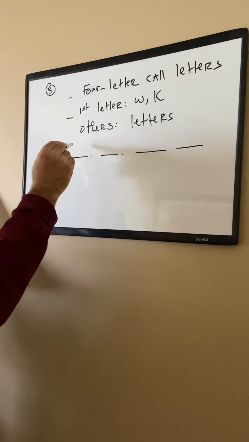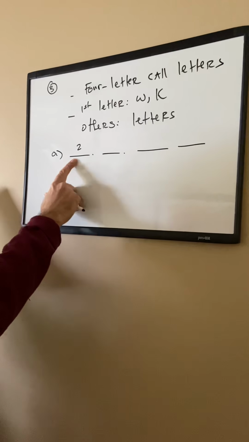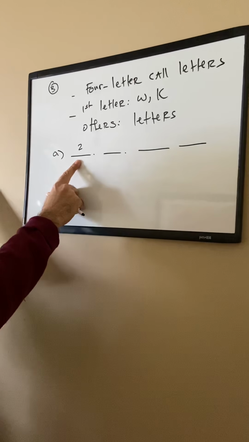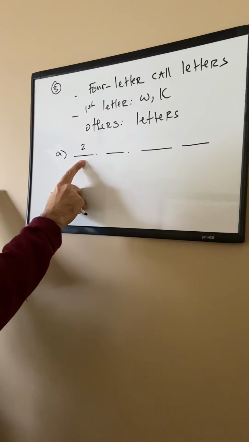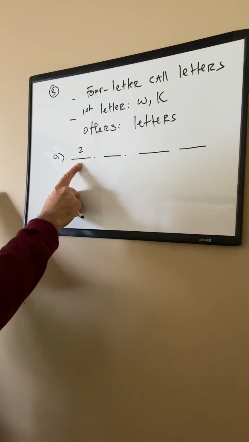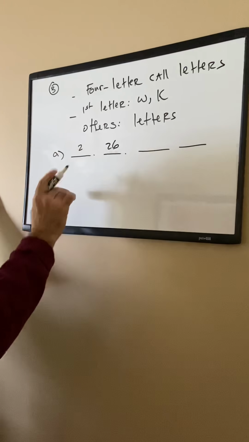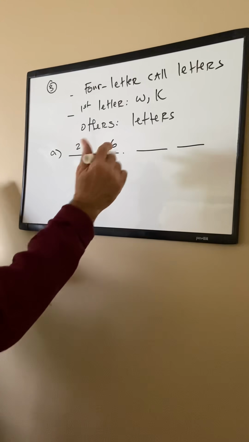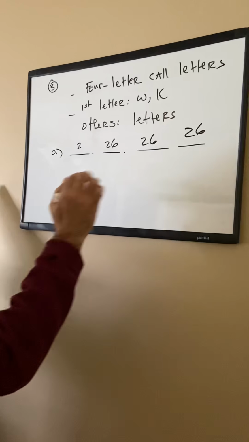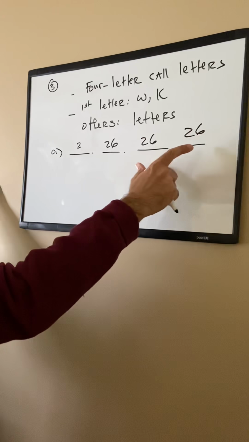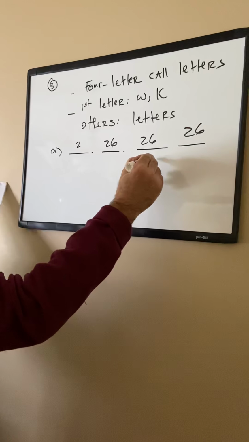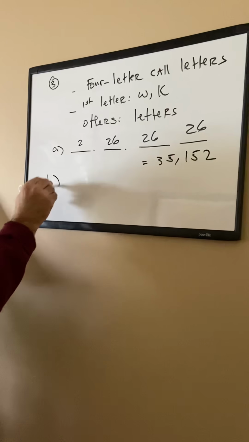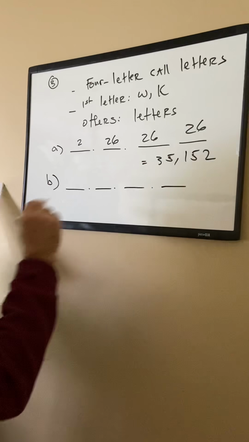we have 2 options to choose from for the first call letter. It could be a W or a K, so that's 2 possibilities to choose from. Since repetition is allowed, whatever letter we choose, it can be repeated, so that will give us 26 different options. Since the other letters are also letters of the alphabet, we can choose 26 and 26. So we multiply 2 times 26 times 26 times 26. We'll end up with 35,152 possibilities.